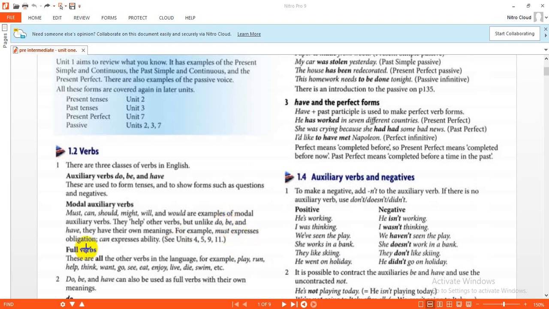For example, must expresses obligation, can expresses ability. مثال على ذلك عندما نقول في الجملة must expresses obligation. نلاحظ الفرق ما بين must expresses obligation and can expresses ability. الموست هنا تأتي يجب أن يعبر عن قدرة. can expresses ability هنا يمكن أن يعبر عن قدرة. هذا هو الفرق ما بين الأفعال المشروطة والأفعال الأخرى.